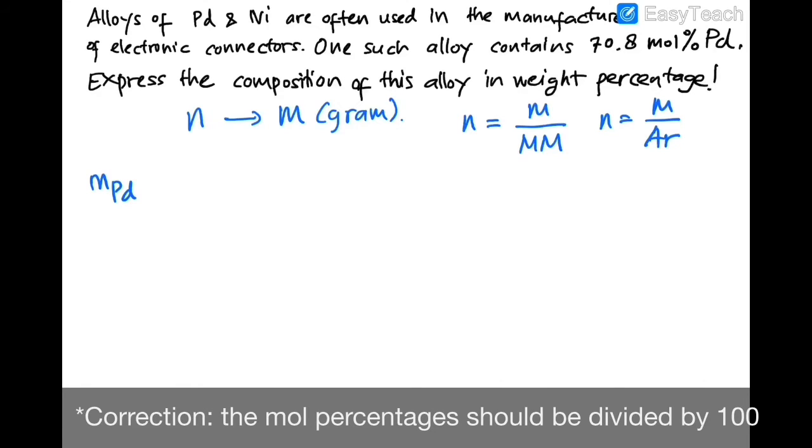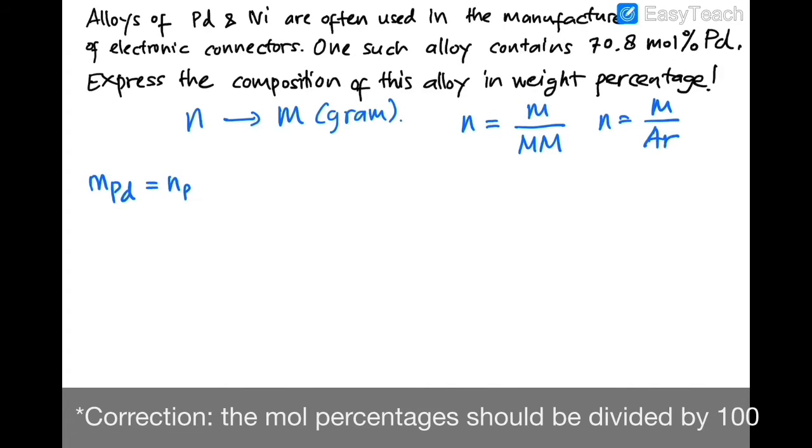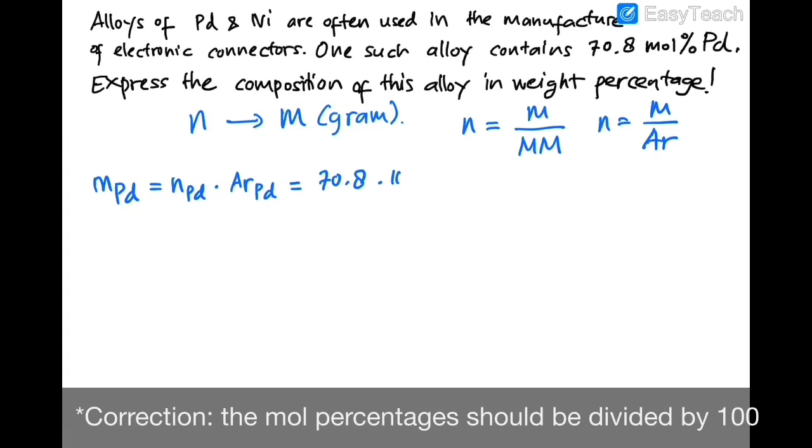Assuming that we have 100% mole or 100 mole for this component, so we have the mass of Pd as n of Pd times the Ar of Pd, which is 70.8 times, you can check the periodic table and then you will find that it is 106.42, so we will get the value of 75.4 gram Pd. While the mass of nickel will be, of course, the mole of nickel times the Ar of nickel.